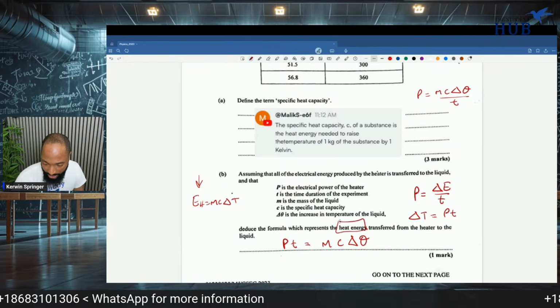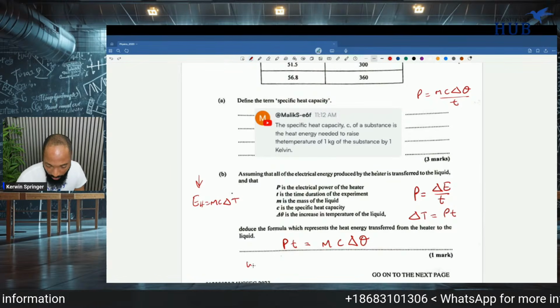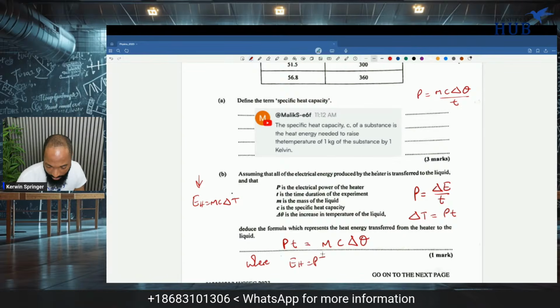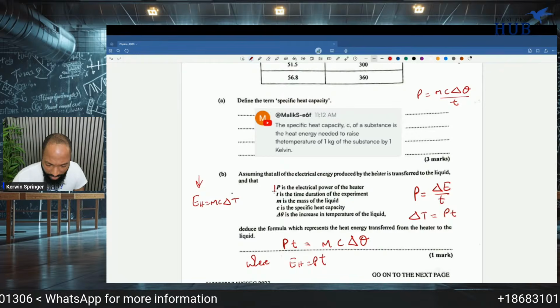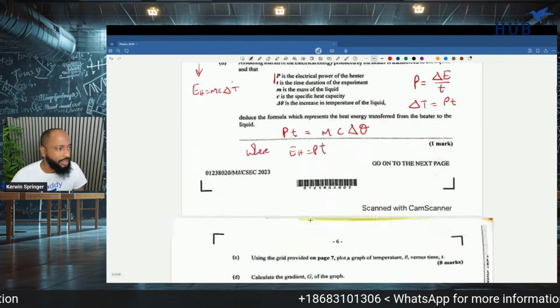Which represents heat energy. Now, to be clear, I would have put where EH is equal to PT. That's to be extra clear, because there's a reason they give us the P and the T. So, what y'all think about that question?